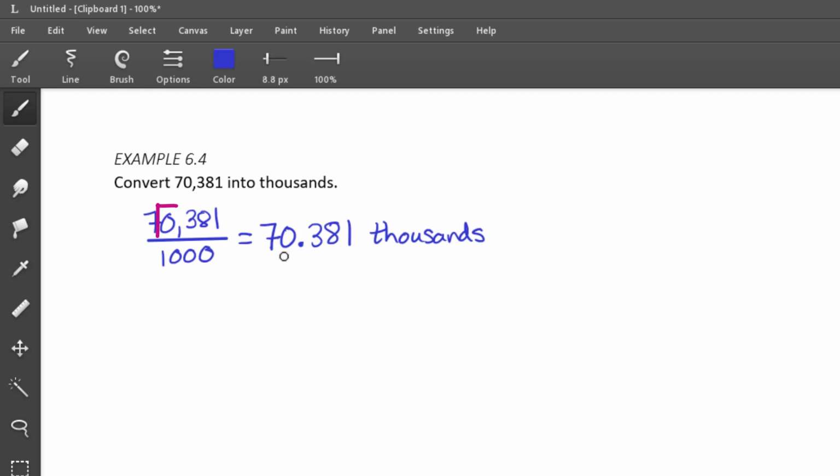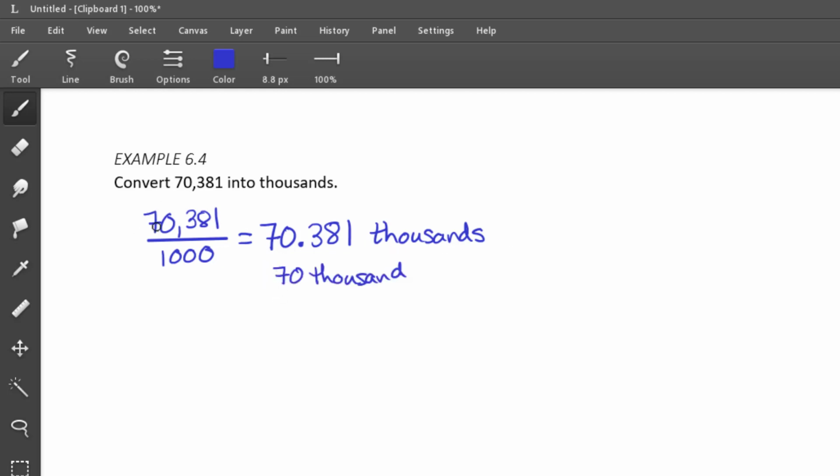So this number 0 is in the thousands place. This number 7 is in the 10,000s place when we were counting in ones. But now that we've converted into thousands, the 0 is in the ones place and the 7 is in the tens place. It's not really necessary to go into all that detail. Just understand that depending on context, this number 70.381 thousandths could be written 70,000.